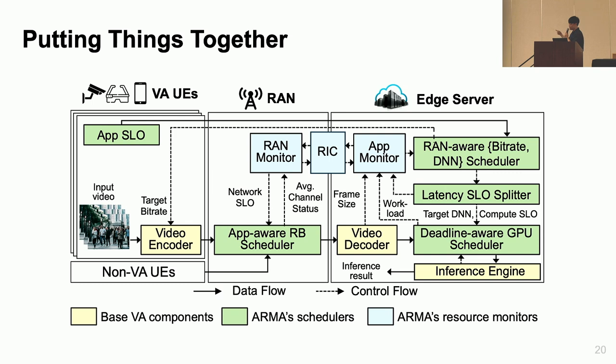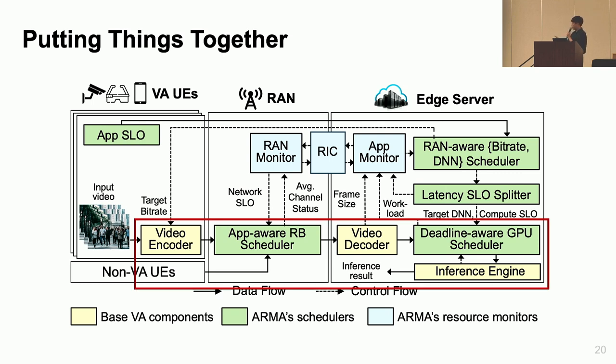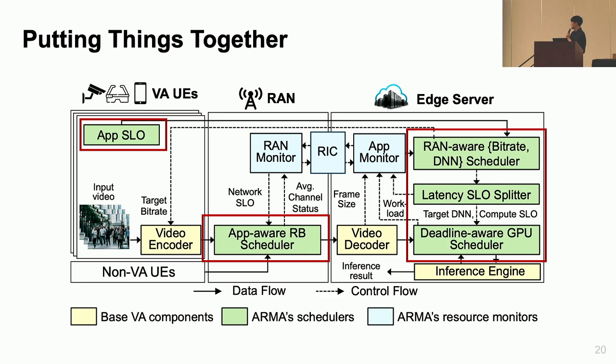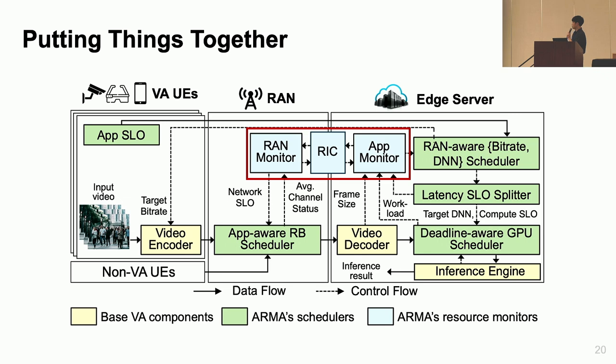Putting everything together, the ARMA system architecture looks like this. At the bottom, we have the base data flow where the video UEs stream their video and run inferences. The green components are the schedulers that allocate the video bitrate, DNN, latency SLOs, and the RBs and GPUs. The blue components are the resource monitors that enable this mutually aware scheduling.